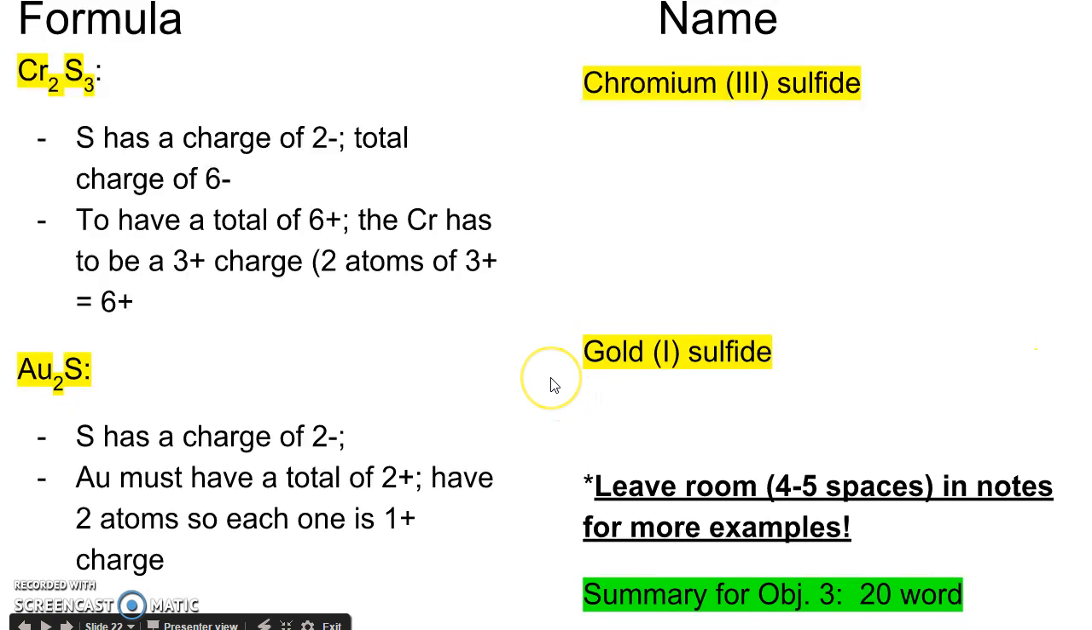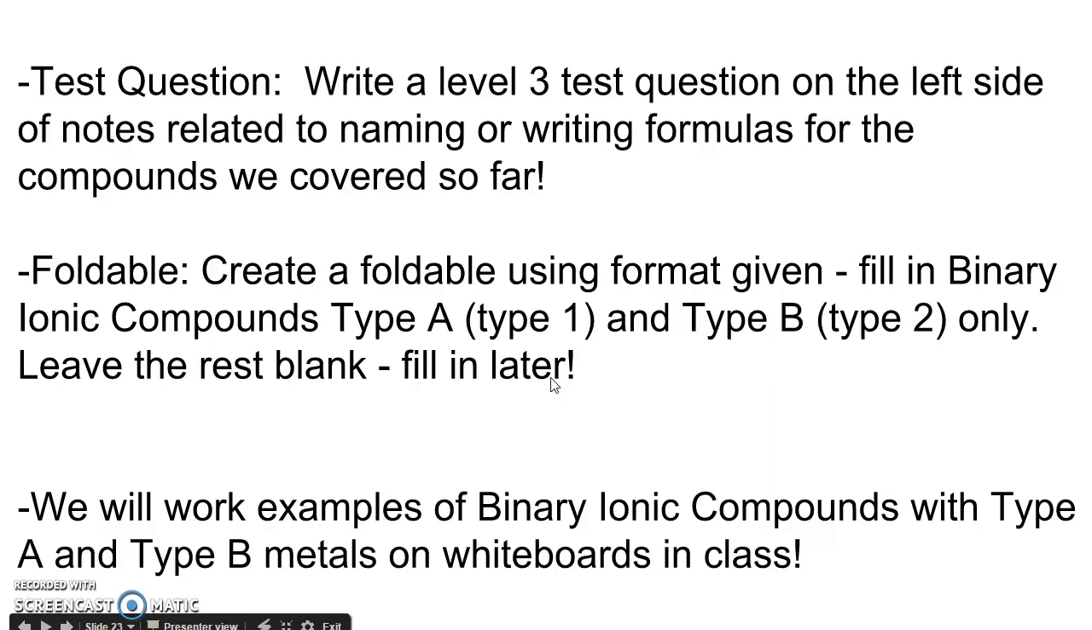The very last slide for this tells you to write a level 3 test question on the left side of your notes related to naming or writing formulas for the compounds we've covered so far. So the binary ionic type 1, binary ionic type 2. We are going to create a foldable in class. It's going to be your cheat sheet or your guide for all these different compound types. So we will create this in class.